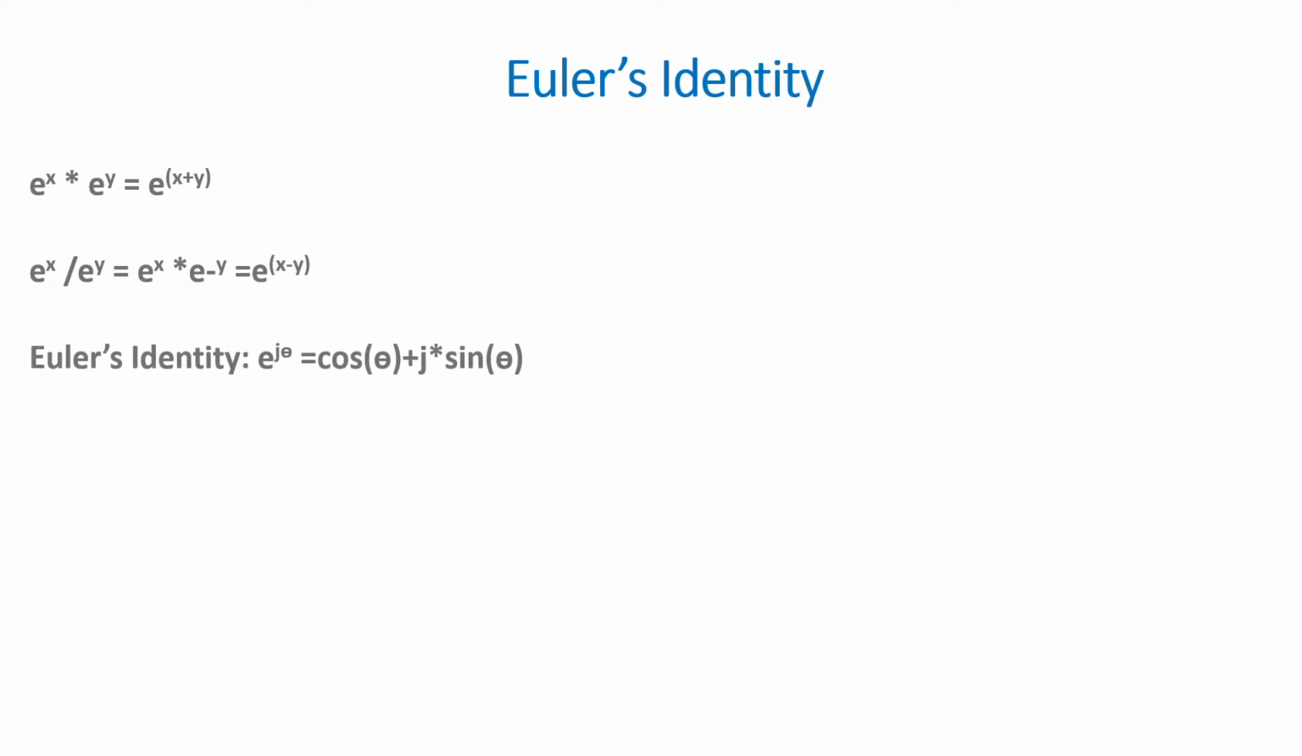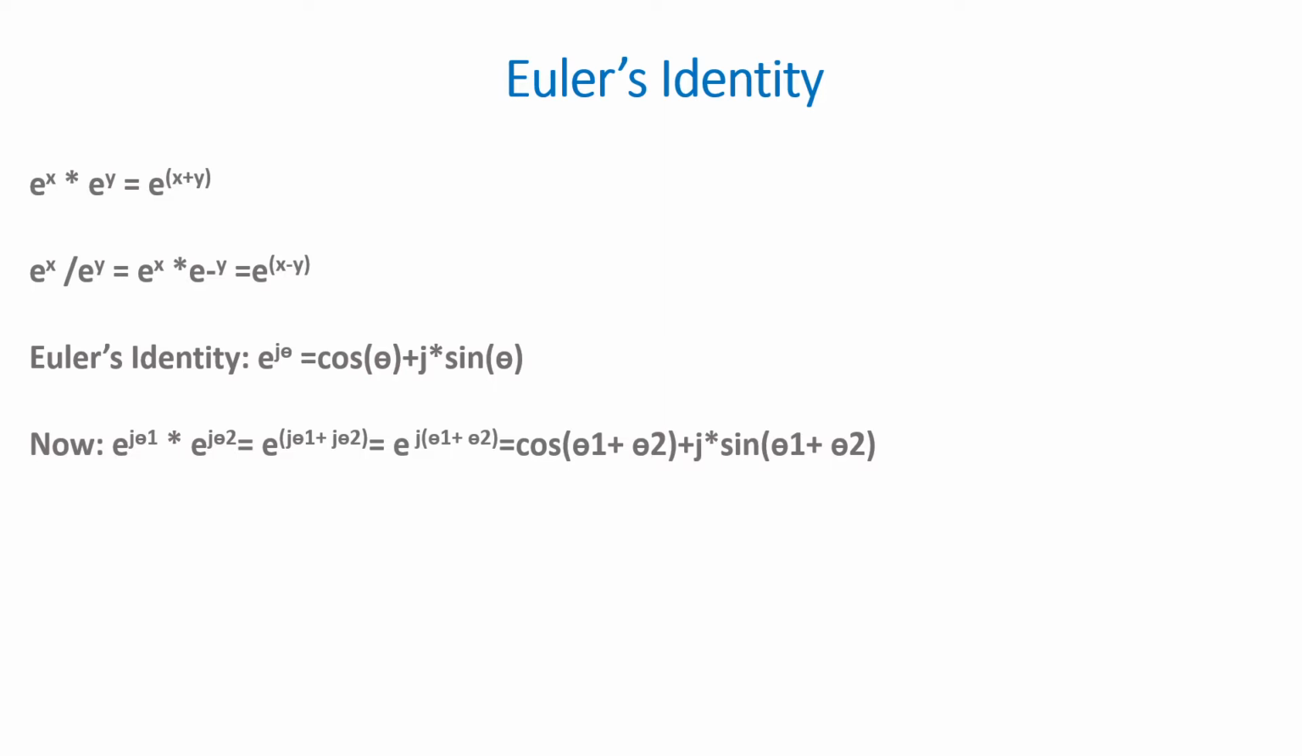So now let's introduce Euler's identity. If you have e to the power of j times theta, and as was mentioned in the previous video, j is a complex quantity such that j squared is equal to -1. So e to the power of j times theta, theta is an angle, is equal to cosine theta plus j times sine theta.